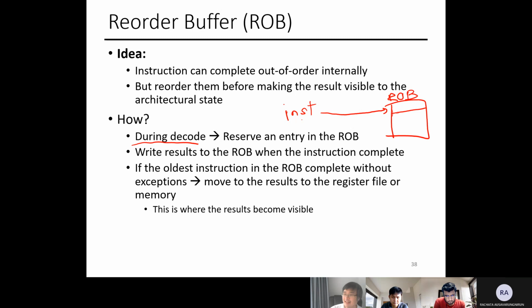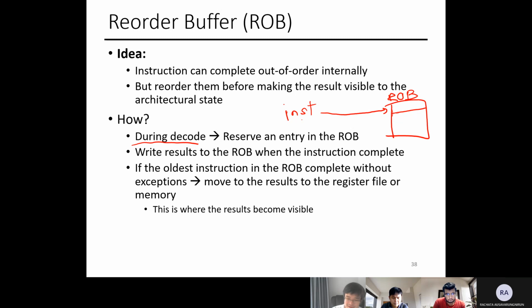You then reserve an entry. So if we do this in the decode, what does it give you? It gives you an in-order sequence of instructions that comes in. So the instruction stream that comes in would be in order. So if you allocate this stream in order, your reorder buffer is already sorted.